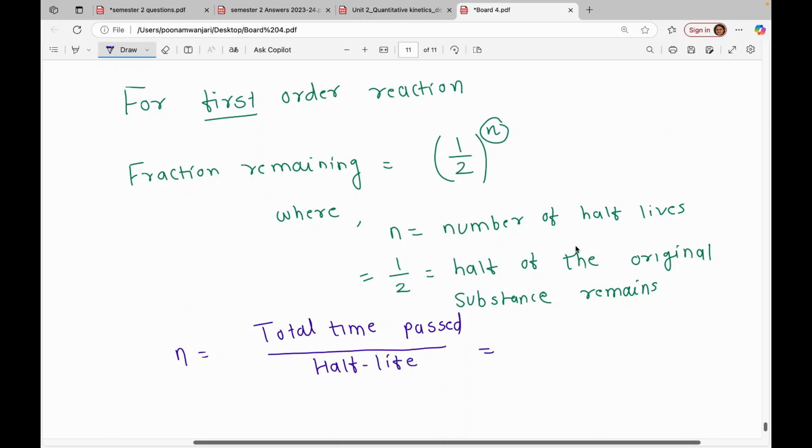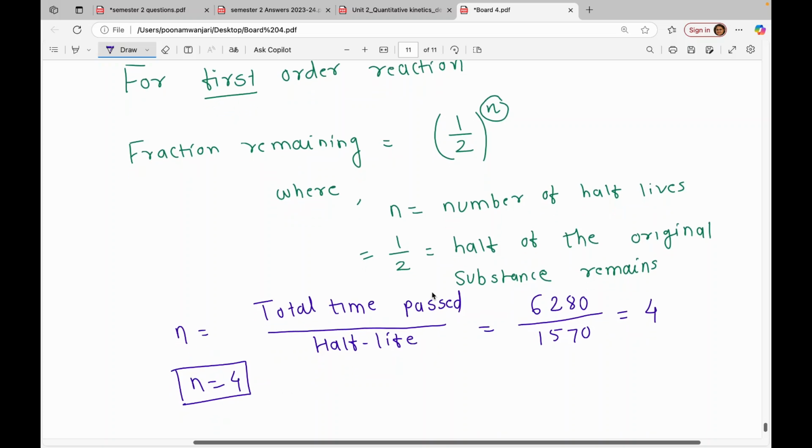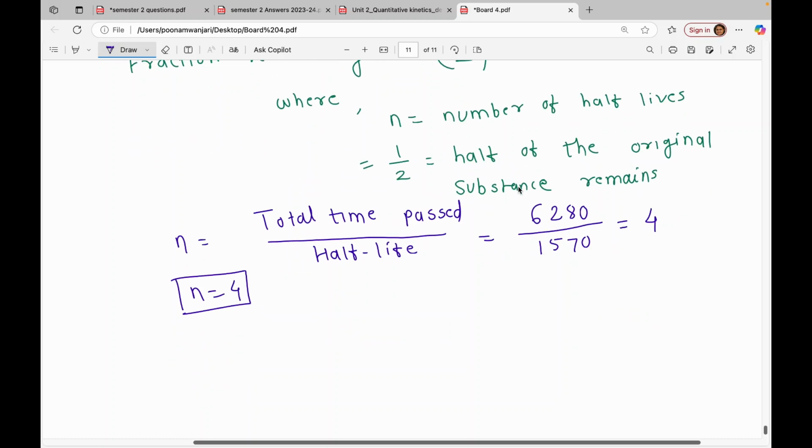In the problem it is given our total time passed is 6280, and half life is also given, that is 1570. Both are in seconds, so no need to convert. When you divide 6280 by 1570, we get the answer 4. So student, n is equal to 4. Please note this down. That means 4 half lives are there.